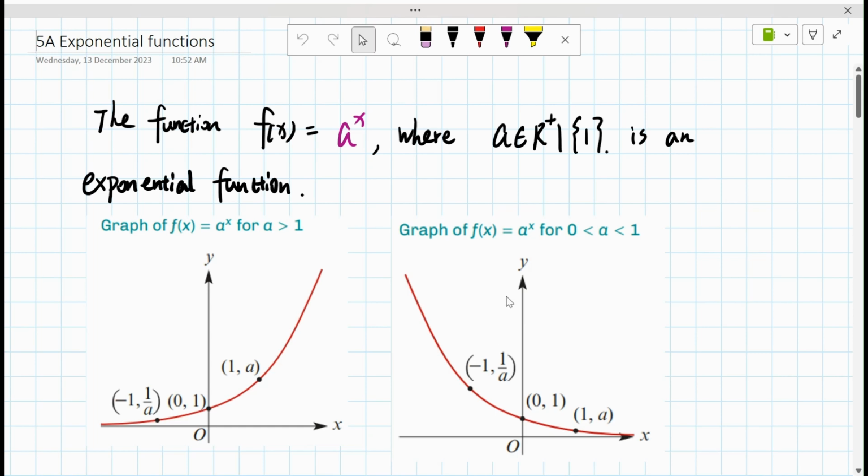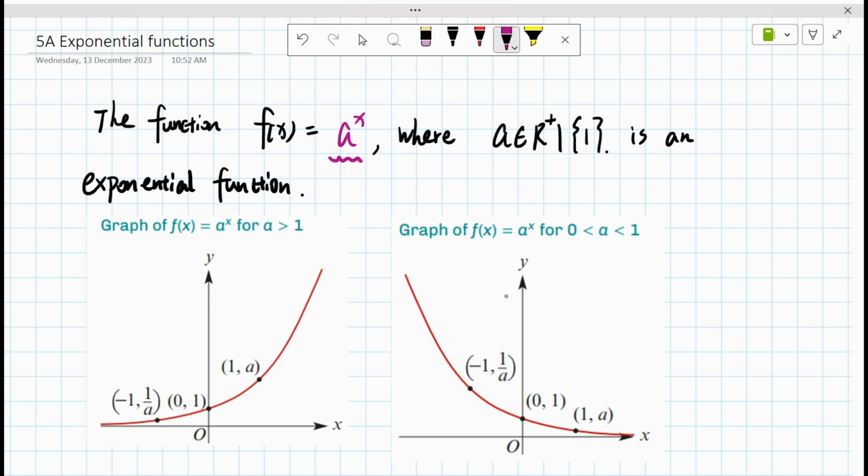Hello everyone, welcome back. Today we're going to start a new topic, which is chapter 5, logarithm and exponential function. And today we're going to start with exponential functions first. If you have a function with a to the power of x, and a is a positive number, that's called an exponential function, except for one case. If a equals 1, that's pretty much like everything is 1.